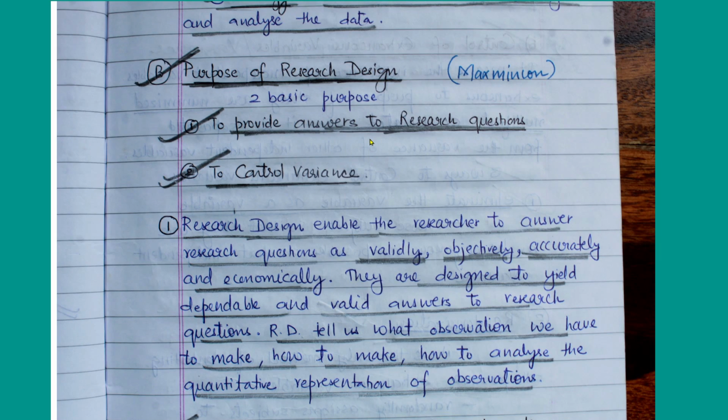The second and most important purpose is to control variance. If you remember the different types of research I told you, they are experimental and non-experimental. In experimental research we can control each and every variable up to 100% because we do those experiments in the lab. In non-experimental research, especially ex post facto, field studies and survey research, we can control the variables only up to a certain level, not 100%. So actually we are not controlling those variables, we are controlling the variance of those variables.